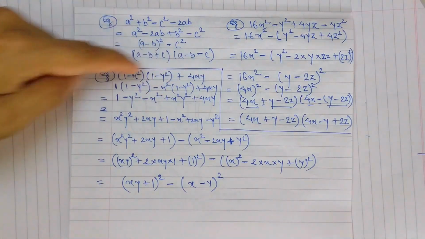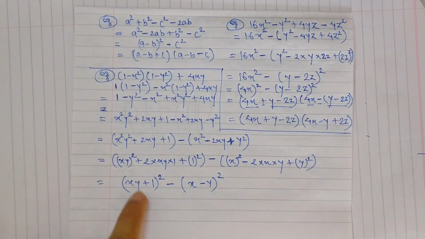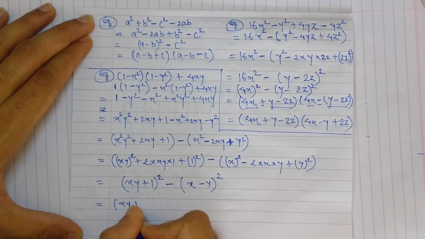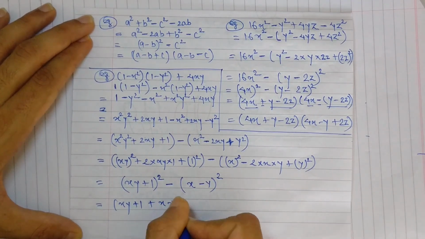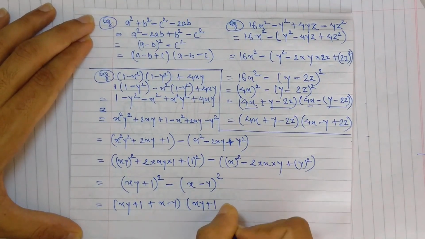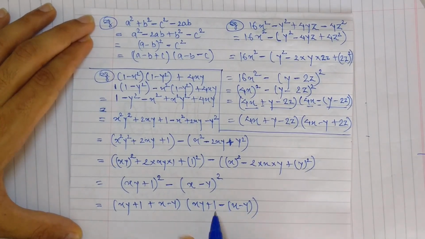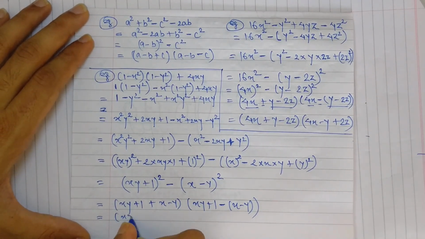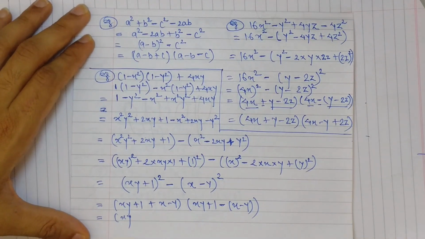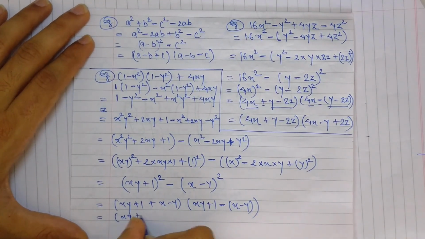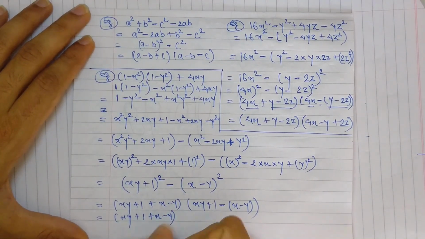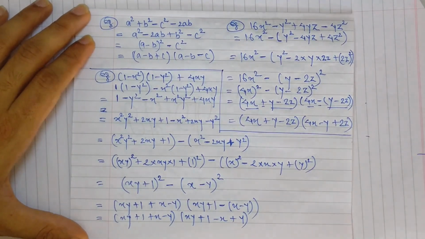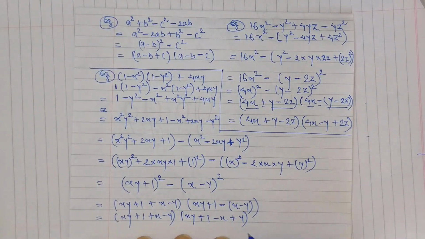See, I converted the whole jumbled up equation in the form of difference of two squares. Very, very important. A square minus b square is a plus b and a minus b. Whenever I write minus, the second term will come in the bracket automatically. So xy plus 1 plus x minus y, and xy plus 1 minus x plus y. Right? So these are the two factors.